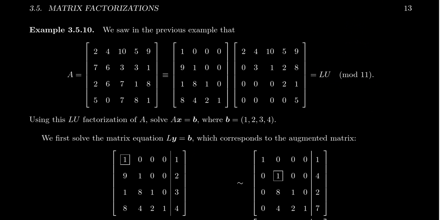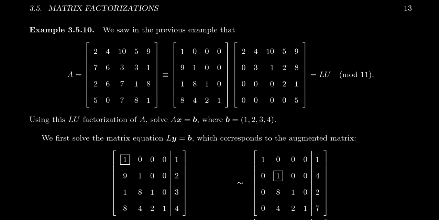In the previous video, we computed an LU factorization for this matrix A, which is 4 by 5. We found L and we found U right here. You can take a look at that video to see the details of that if you haven't seen it already. And be aware we were working mod 11 in this example. So let's solve the equation Ax = b when b is the vector 1, 2, 3, 4. It's like my favorite vector.